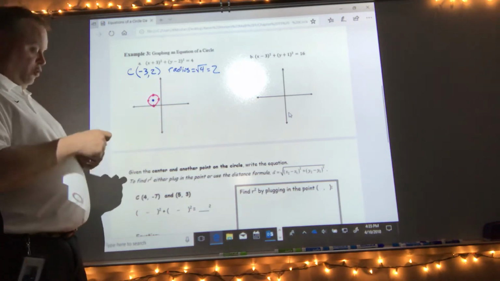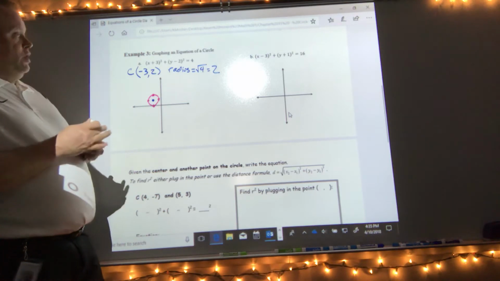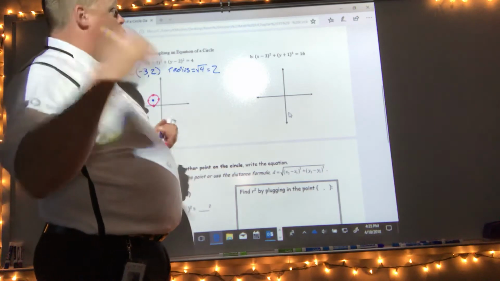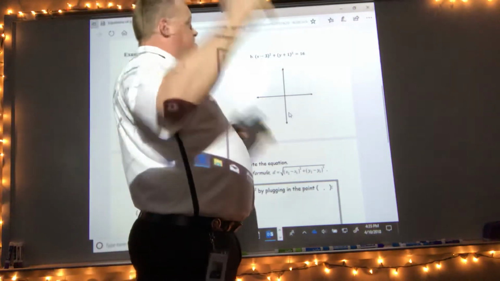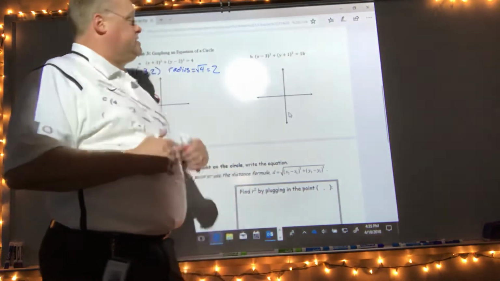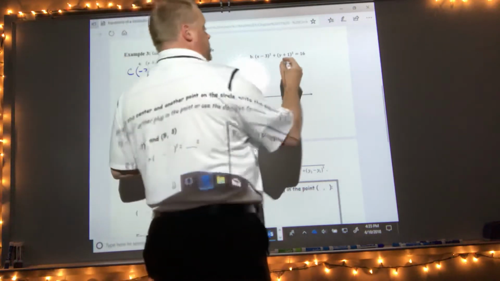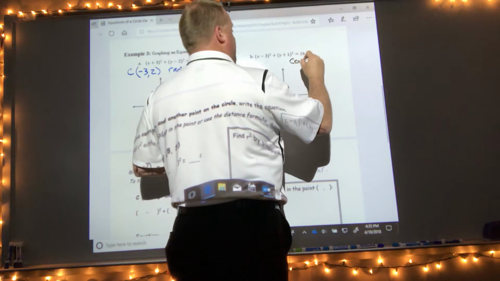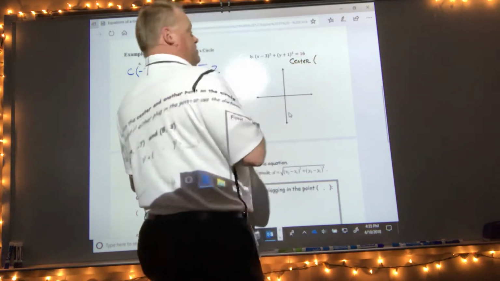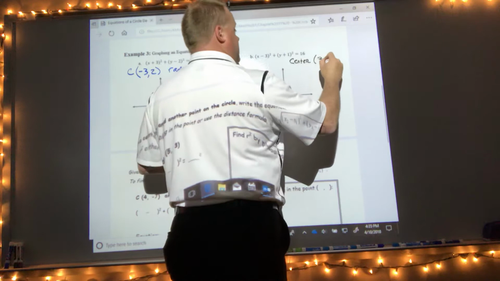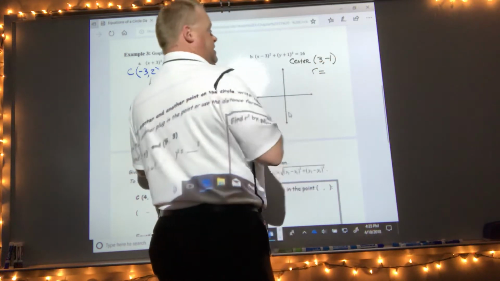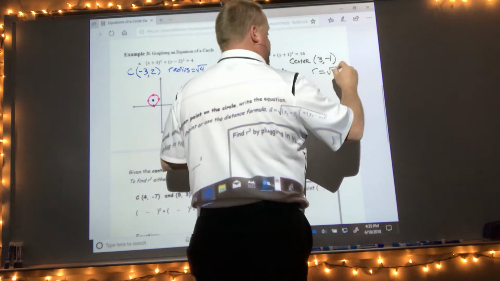All right, let's do one more. Next one says (x − 3)² + (y + 1)² = 16. So when I look at this, I know my center is going to be at the point (3, −1), and my radius is going to be the square root of 16, which is 4.